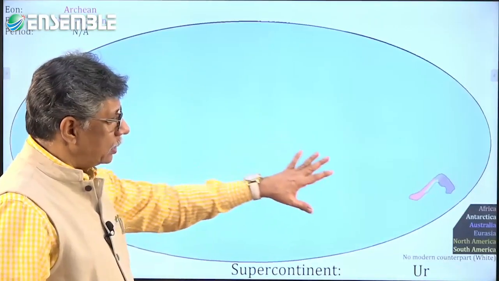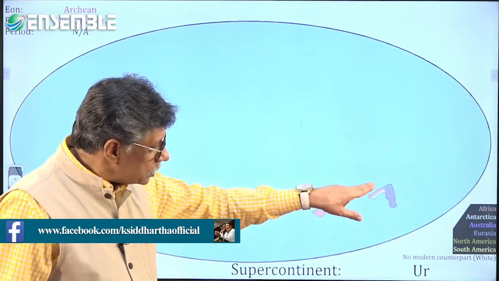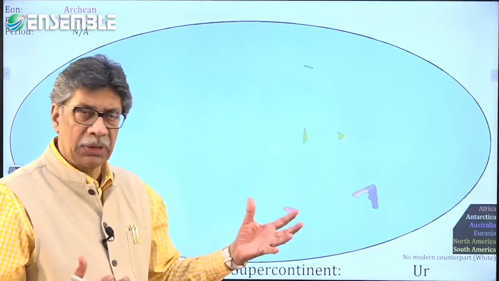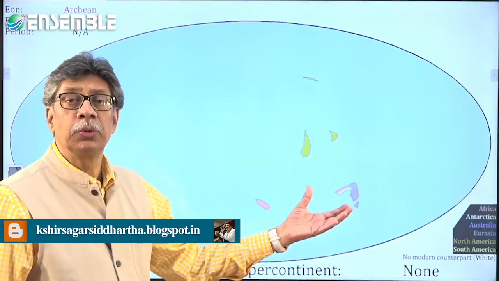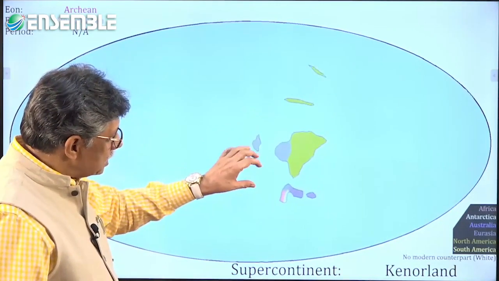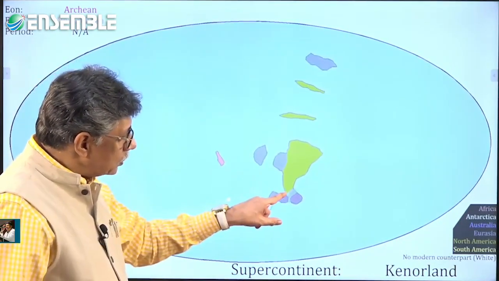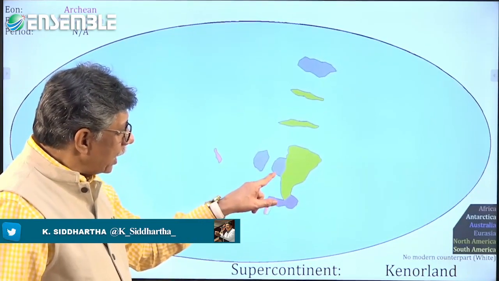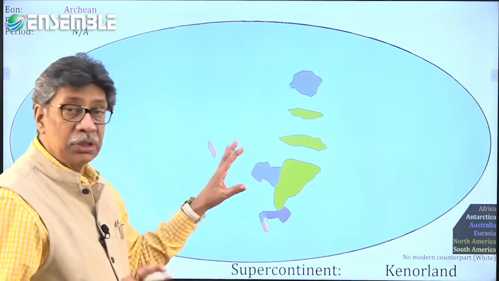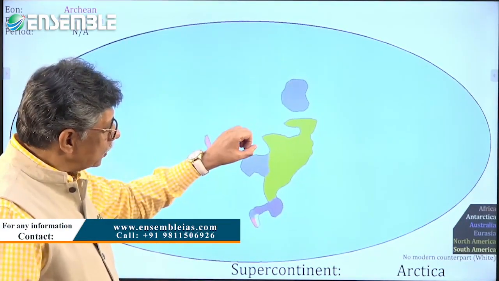This is one picture that will give you a look at it. All of these are small basements, small nuclei acting like a basement. Now, as these basements and nuclei collided, they joined together. Anywhere they collided, they joined through the formation of an orogeny, or a mountain as we call it. So they started joining together.